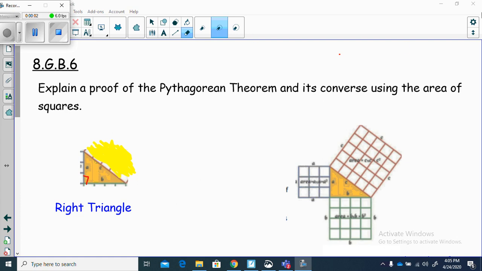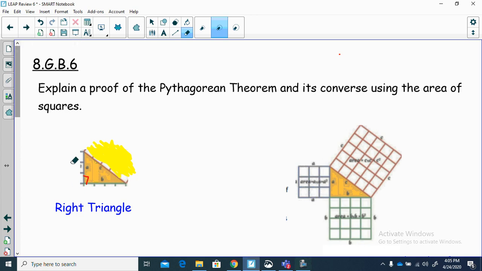This is standard 8GB6. We're going to explain a proof of the Pythagorean theorem and its converse using the area of squares. Now, first off, we need to know, what is the Pythagorean theorem? The Pythagorean theorem deals with finding the side lengths in a right triangle.